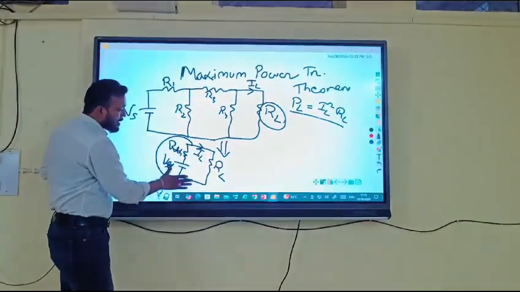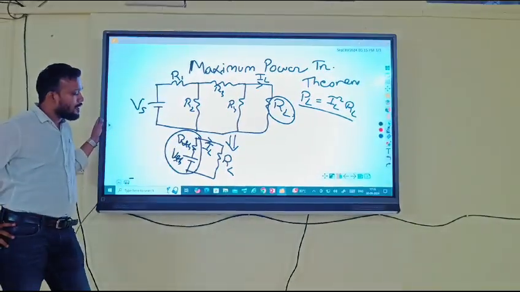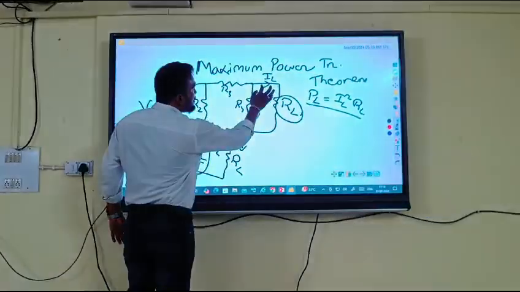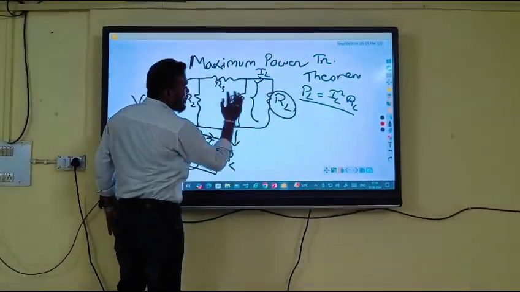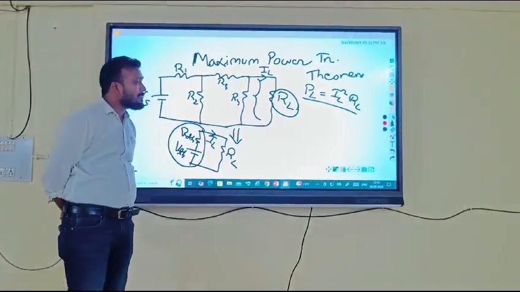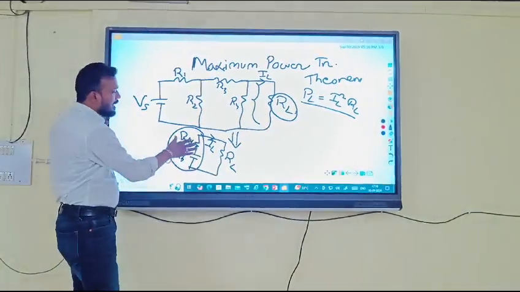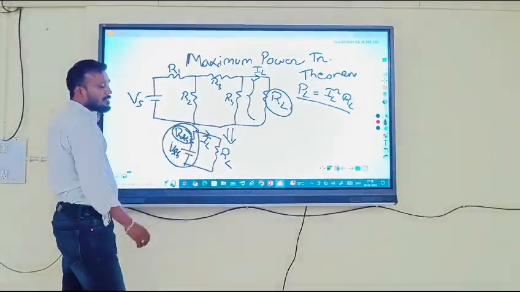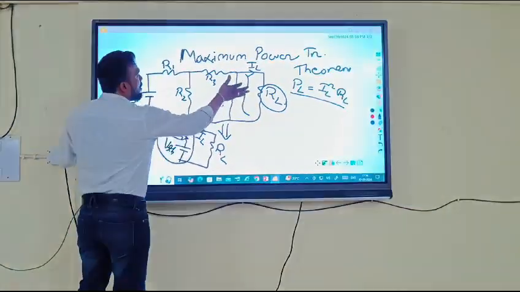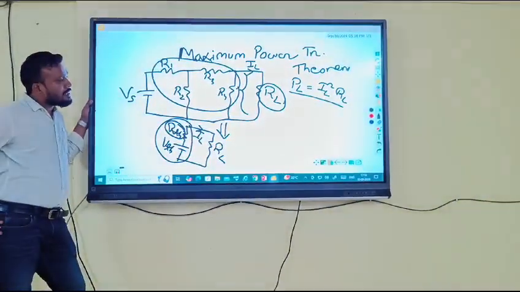Then what are the values of the Thevenin resistance and the Thevenin voltage? Thevenin voltage is the voltage drop across the load resistance when the load resistance is open circuit. That is, it is the open circuit voltage across the load resistance. Similarly, RTH, the Thevenin resistance, is the internal resistance of the circuit.